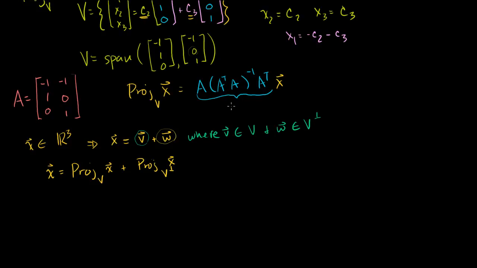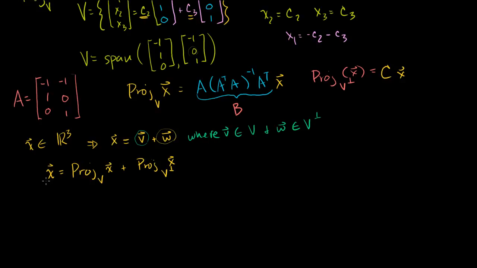Let's just call this matrix T. Let me do a letter, let me do B. And let's say that the projection onto the orthogonal complement of V of x is equal to some other matrix C times x. We know this is a linear transformation, so it can be represented as some matrix C times x. So what are these going to be equal to?